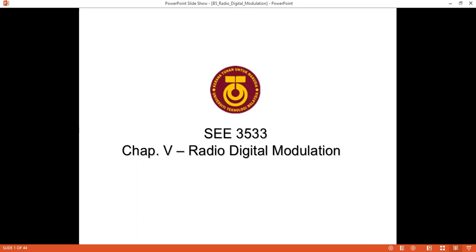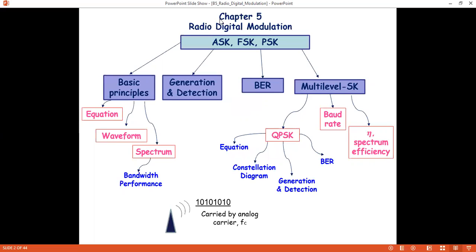In chapter 2 and 3, the continuous or analog information signal is used to modulate our analog carrier. But with radio digital modulation, the digital signal is used to modulate our analog carrier. So this is our mind map.